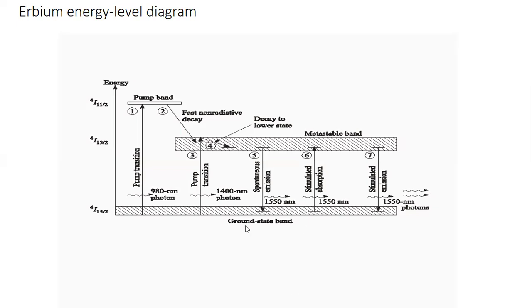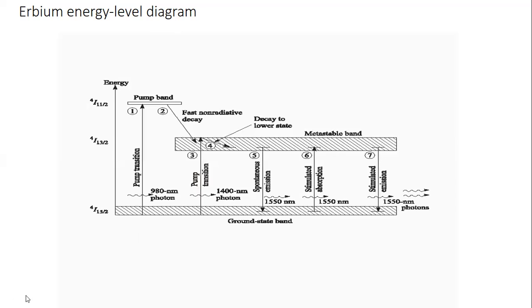Here you can see this is the ground state, this is the pump band, and this is the metastable band. For describing this energy band diagram, basically we can say that there are three levels: the pump band, the second one is the metastable band, and the third one is the ground state band. So what is exactly happening during the amplification process? This can be explained by using this diagram.